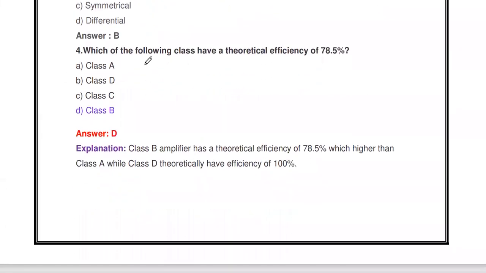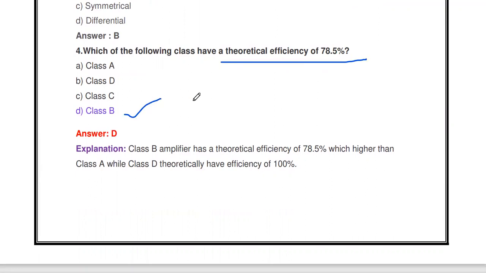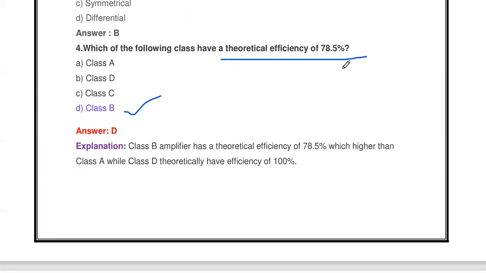Then the next one: which of the following classes has a theoretical efficiency of 78.5 percent? Class B. In a class B amplifier, the theoretical efficiency is 78.5 percent.